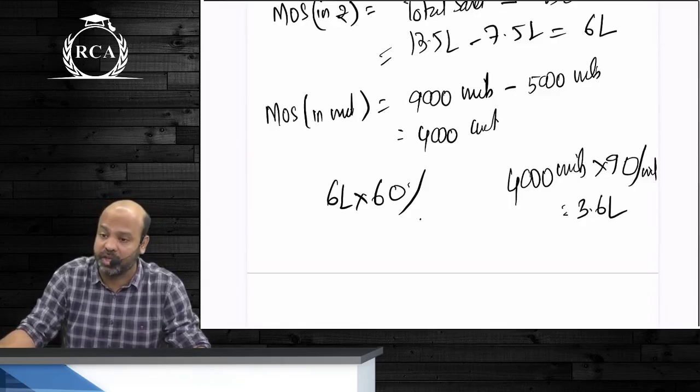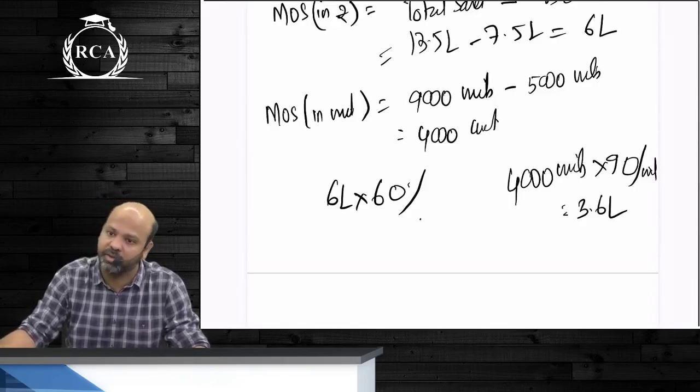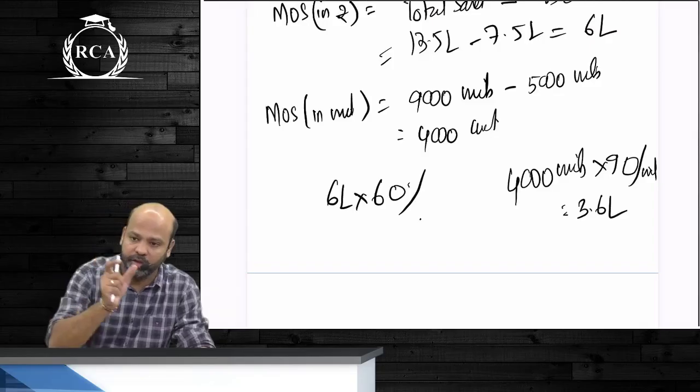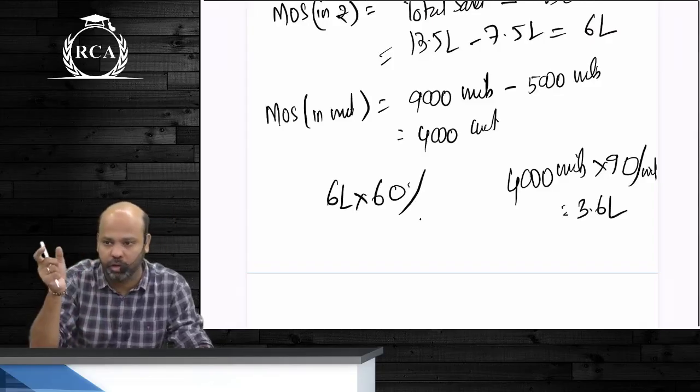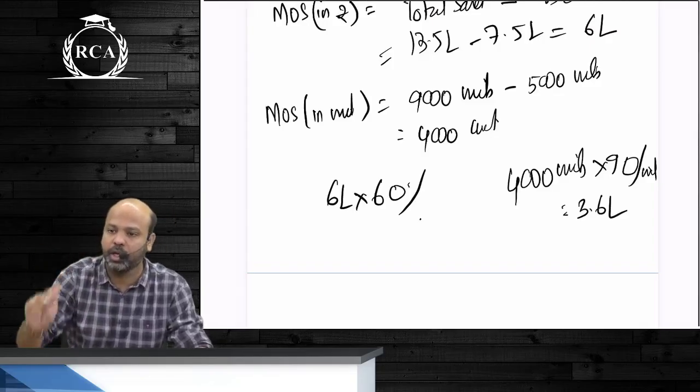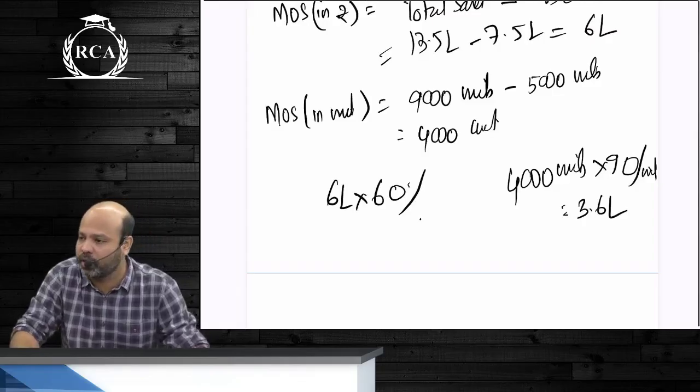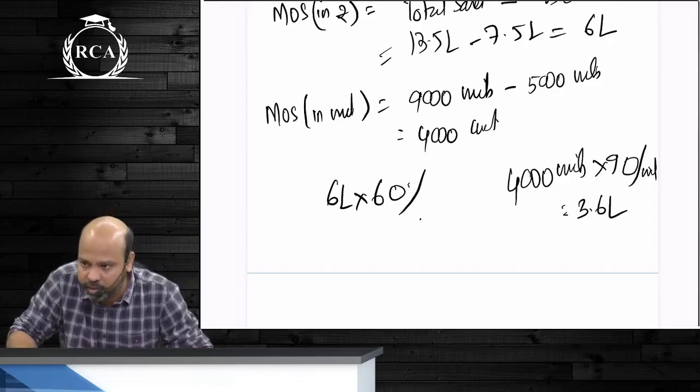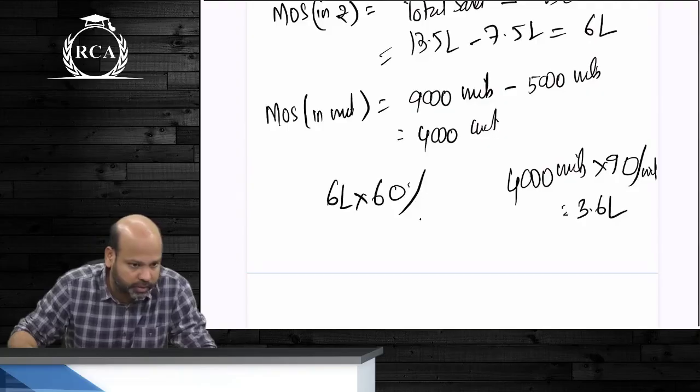The contribution that you receive from the margin of safety itself is the amount of profit. So MOS in rupees multiplied by PV ratio, or MOS in units multiplied by contribution per unit, will give us the amount of profit. Any doubt in this part? Yes or no guys? समझ में आ गया?